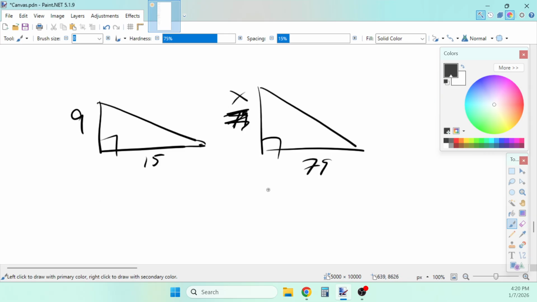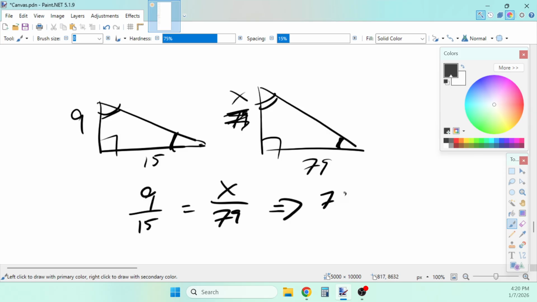If we're assuming that this is roughly the same latitude and same time of day, then these triangles should make the same angles. The sun is coming from the same direction. This angle and this angle are the same. This angle and this angle are the same. They are similar triangles, which means that corresponding ratios should be equal. 9 over 15 should be equal to x over 79. And that means that 79 times 9 over 15 equals x.